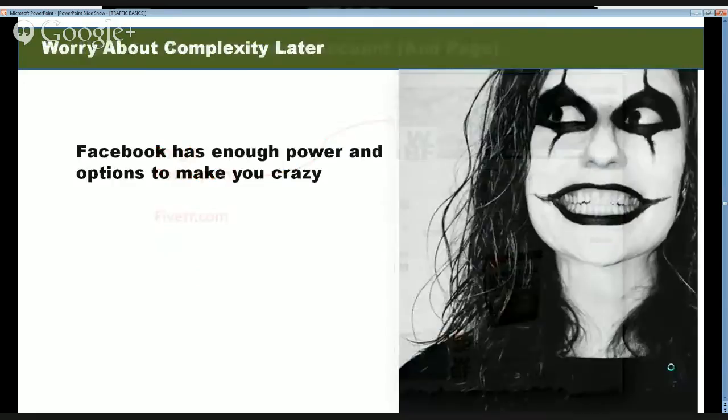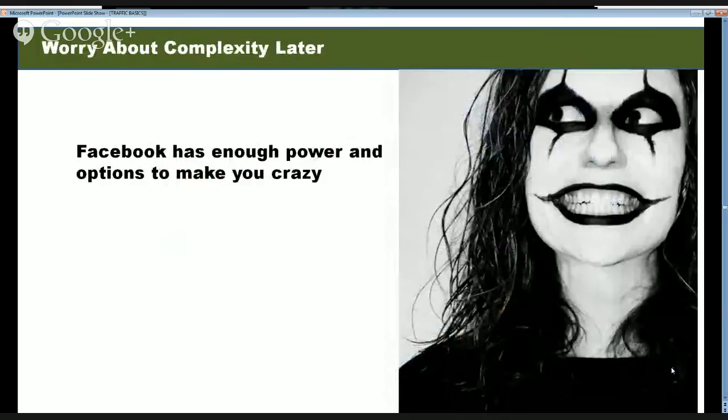Now, I want to tell you, Facebook has a lot of complexity in its advertising. In fact, it's enough to drive you totally crazy at the beginning. So focus on keeping it simple. Do simple things. You may not get the absolute best possible advertising rates, but they're going to be good enough. You don't have to get the cheapest rates possible.